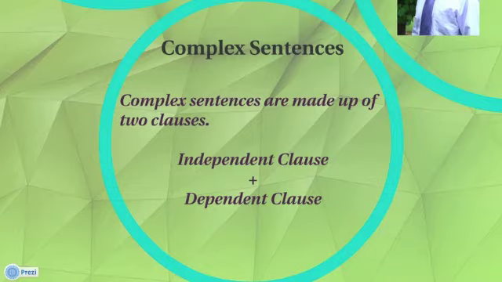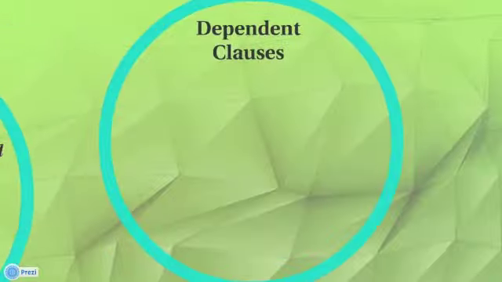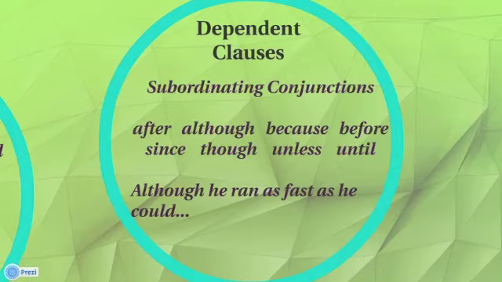So let's see how we would do this. First of all, we're going to talk about identifying dependent clauses that have subordinating conjunctions. Subordinating conjunctions, it's a complicated word, but the word itself is actually easy. Subordinating conjunctions are after, although, because, before, since, though, unless, until. Those are the common subordinating conjunctions. So let's look at a complex sentence that starts out with a subordinating conjunction of, although he ran as fast as he could.